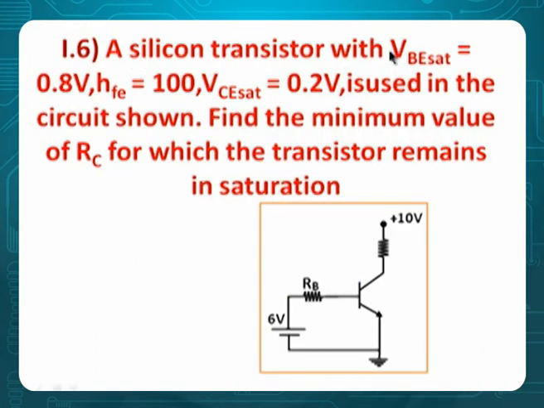So for different values of IB, you are going to get the values of RB. Problem number 6. A silicon transistor with VBE sat 0.8, beta is 100, VCE sat is 0.2, is used in the circuit shown. Find the minimum value of RC for which the transistor remains in saturation. This is RC to be calculated, RB, and 6 here.